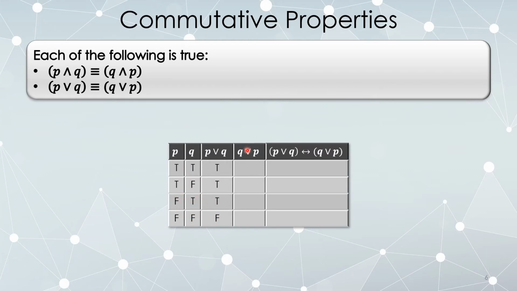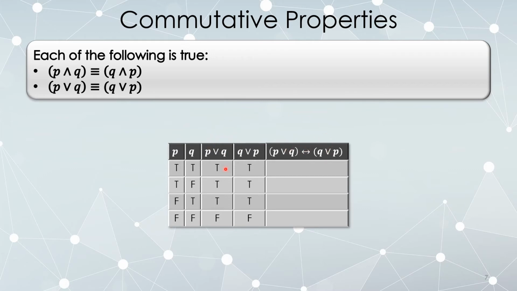Now this column is not exactly a copy of this. We simply ask the same question. Is Q true or is P true? Yes, they both are. Yes, P was true. Yes, Q was true. No, they were both false. So there's that column. And finally, we can ask, is this column the same as this one?